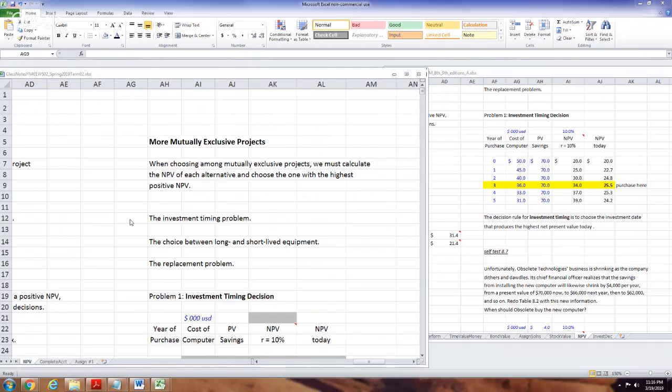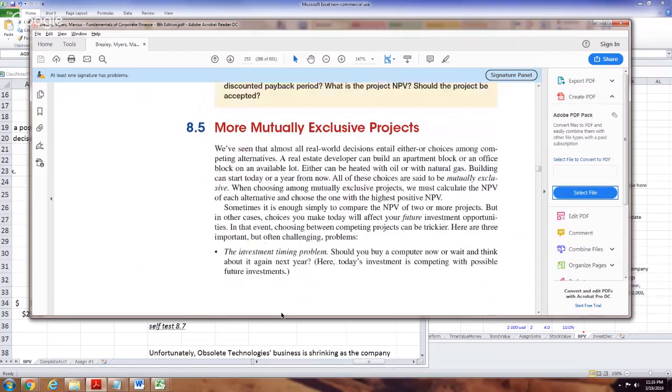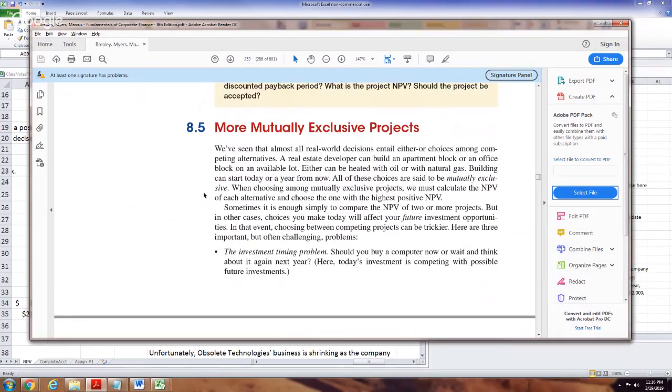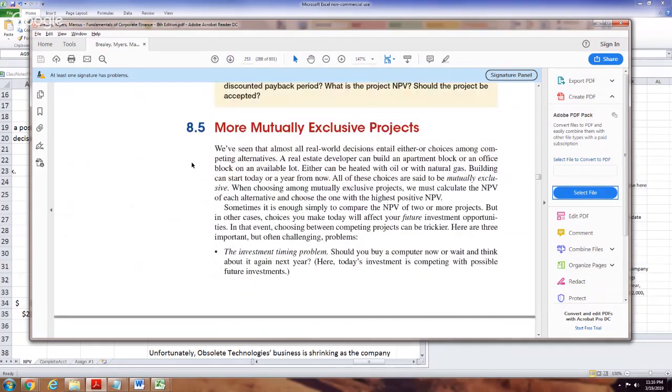So investment timing problems, choice between long and short-lived equipment, the replacement problem, we're going to look at all those. Now, what I classically do is I take the textbook, and even if there's a discussion of a problem where it's not broken out as an example or a self-test or something like that, I'll turn that into a problem many times. And that general fundamental skill is extraordinarily important in business and finance and economics and certainly accounting, all those kinds of areas.